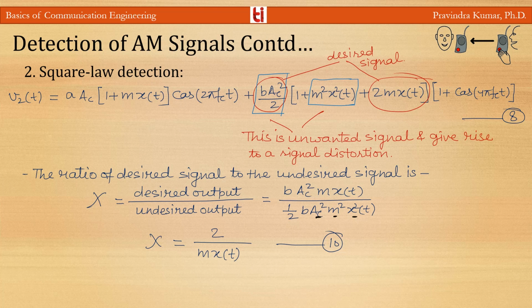To achieve this, we should choose m x(t) small as compared to unity, 1, for all values of t. If m is small, then the AM signal is weak. This means that the distortion in the detector output is low if and only if the applied AM is weak and if the percentage modulation is very small.